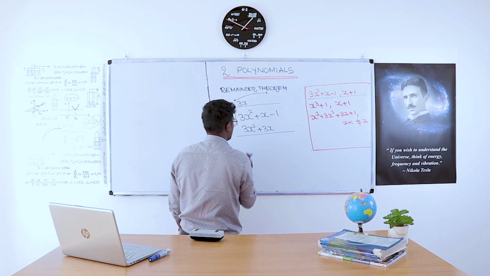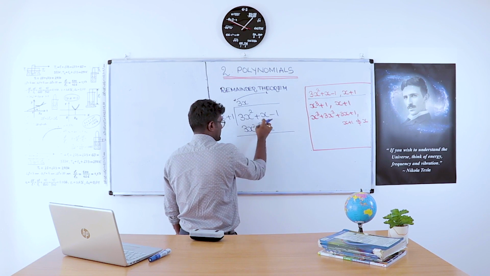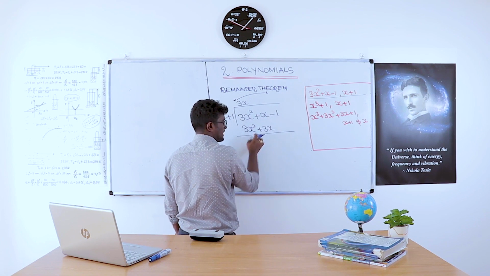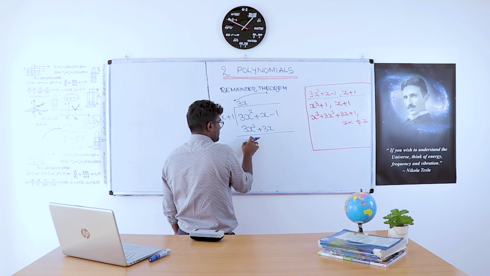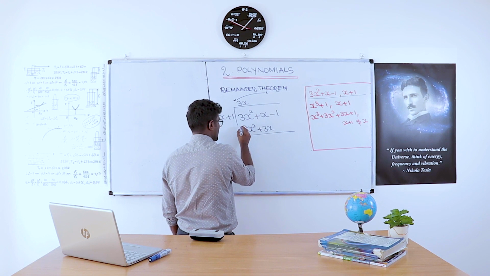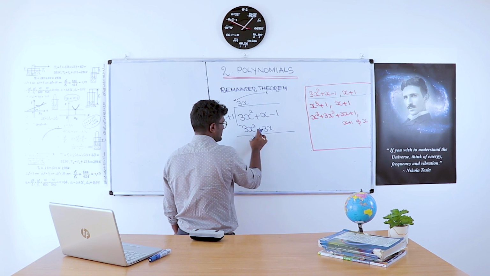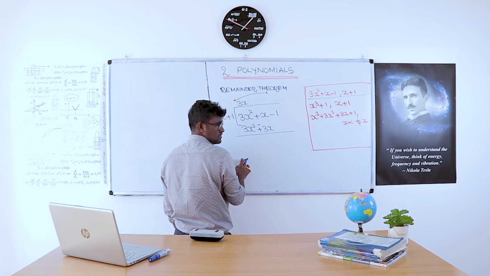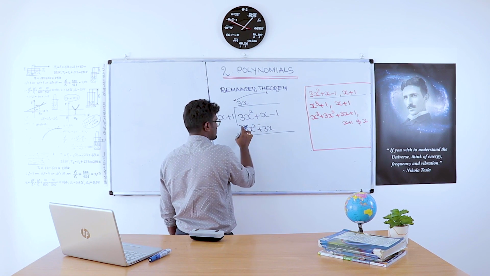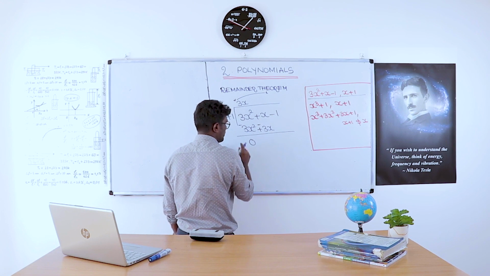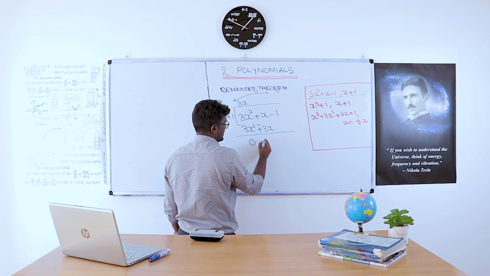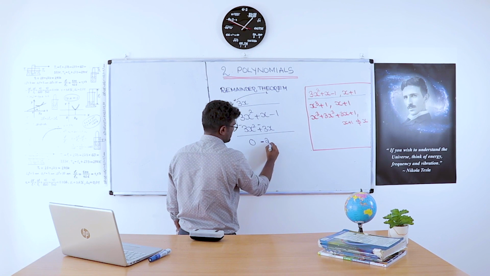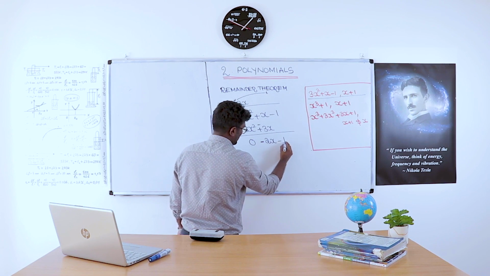So here we have to subtract these two. Before going for subtraction, just change the sign. Here is plus, therefore give minus. Here is plus, give minus. And then add: 3x square minus 3x square is 0. x minus 3x is minus 2x. The balance is minus 1.